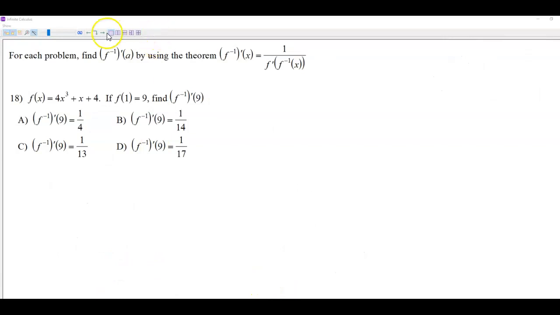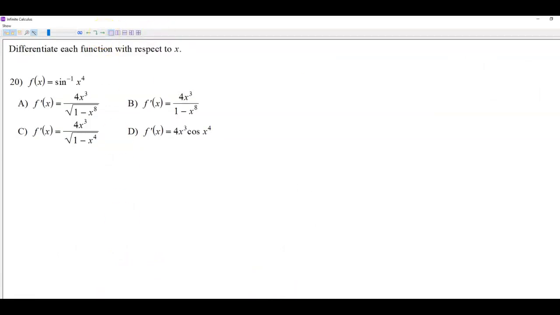Let's go ahead and move on to number 20. Got some arc trig derivatives to remember here.